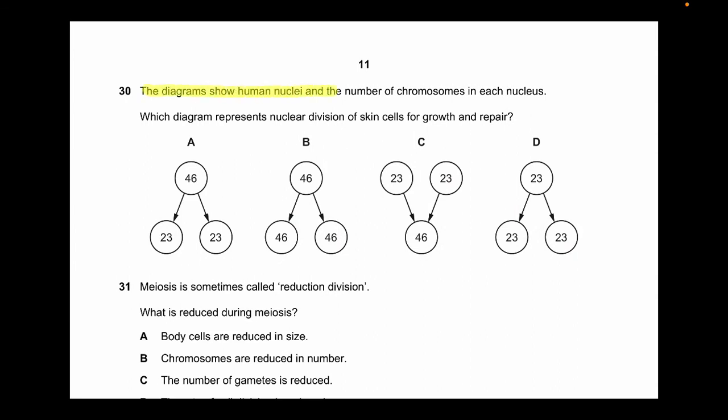The diagram shows human nuclei and the number of chromosomes in each nucleus. Which diagram represents nuclear division of skin cells for growth and repair? So we know that for growth and repair, we need to do mitosis. Mitosis will produce genetically identical cells. So option A is a reduction division, so wrong. Option B is producing genetically identical cells, so definitely correct. Option C is fertilization. Option D is mitosis, but it is producing identical cells which are haploid, so not correct.